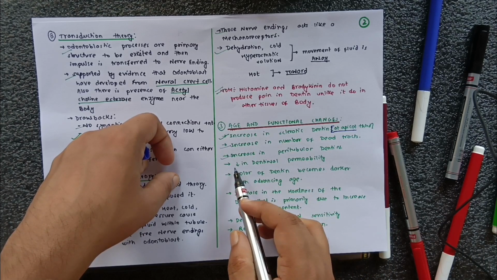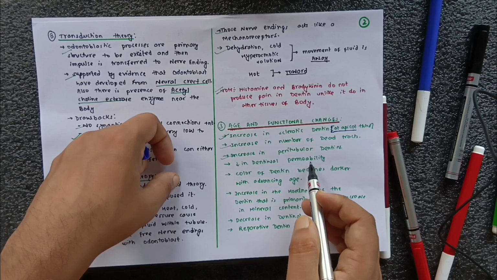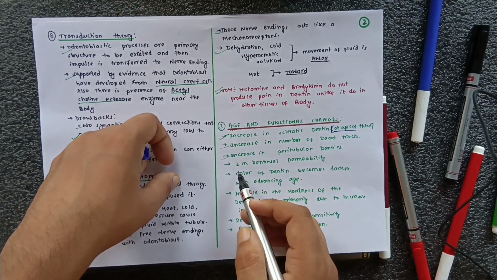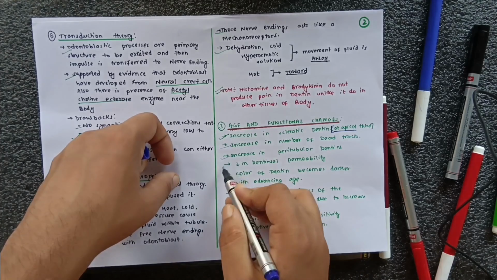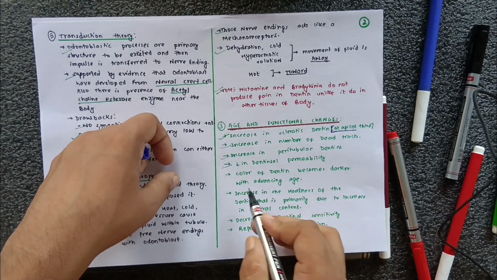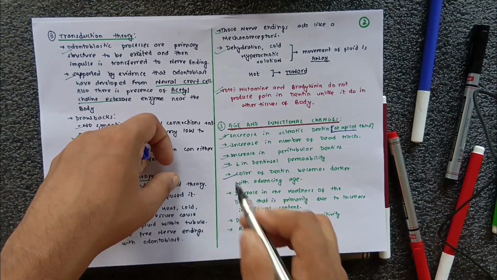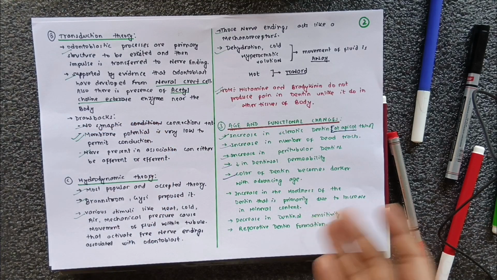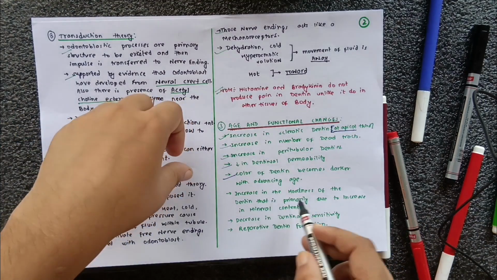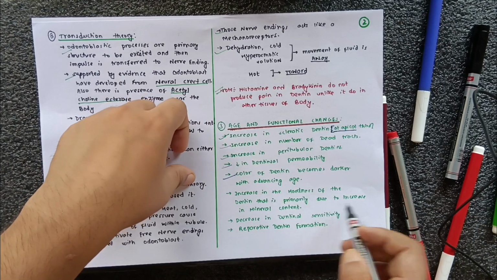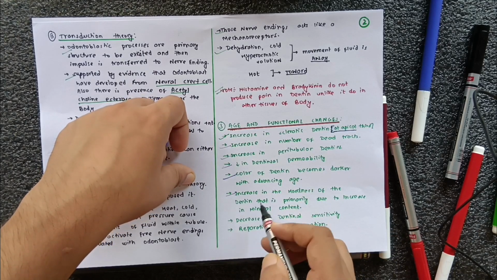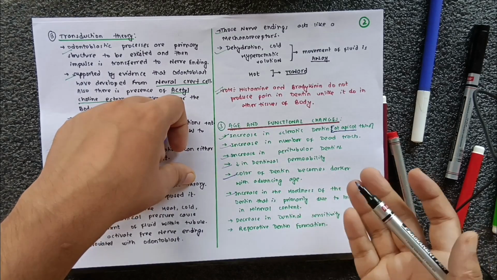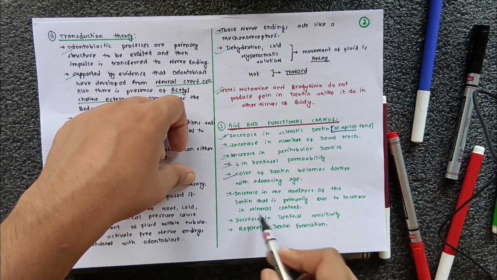After that, there is decrease in dentinal permeability. If there is high mineralization, high calcification, that would decrease the dentinal permeability. After that, the color of the dentin becomes darker with advancing age, so there is a darker appearance of the dentin. After that, increase in the hardness of the dentin, which is primarily due to the increase in the mineral content. This is quite similar to the peritubular dentin. Hardness is increased because there is an increase in the mineral content.